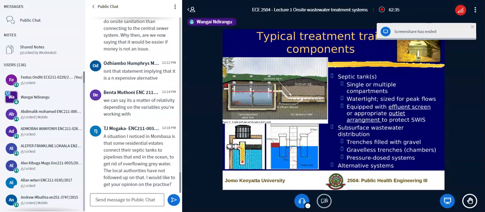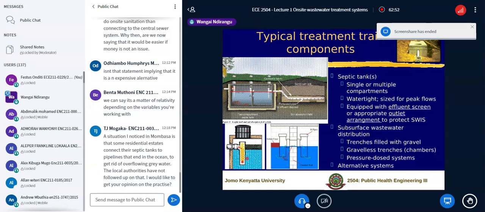Okay? Very important. Otherwise it will clog this system. So you see that the difference between the inlet and the outlet, there is a certain level to ensure that this is not flooded.